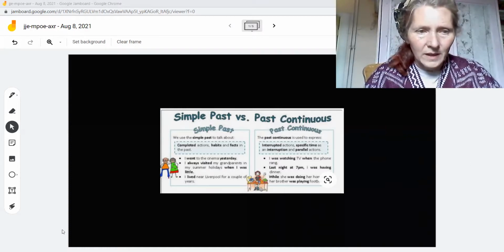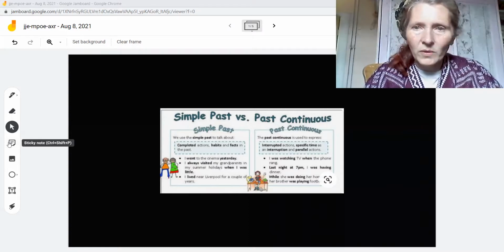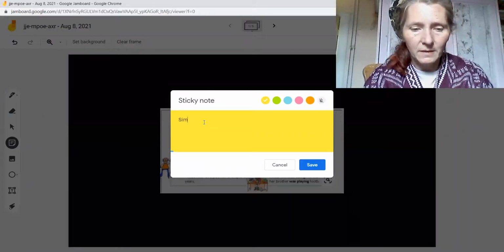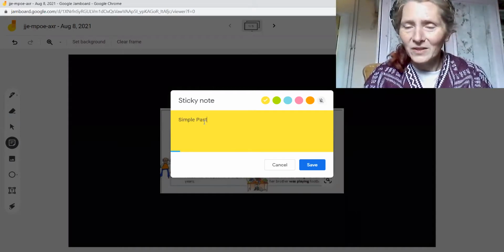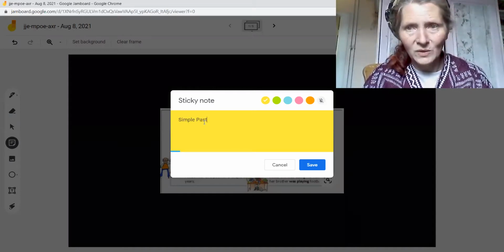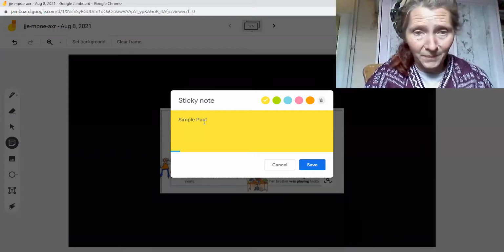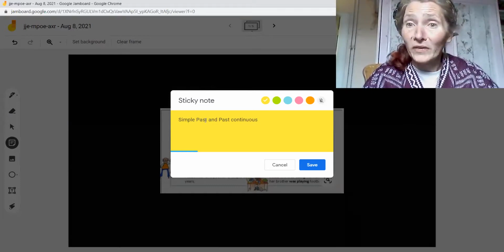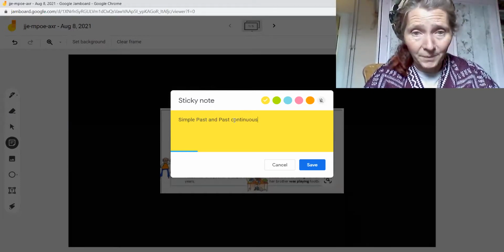So what we're going to do today is talk about two past tenses in English. We have what we call the simple past, and we also have what's called the past continuous. There are others, but we're going to stick with these two today and go through the differences between them. Okay, simple past and past continuous. You might also know this as the past progressive. That's also what it's called.